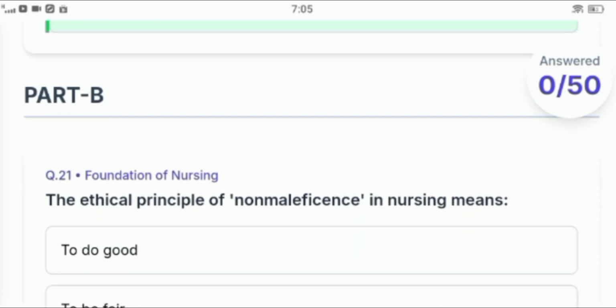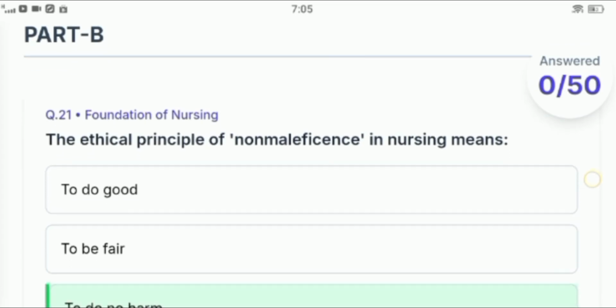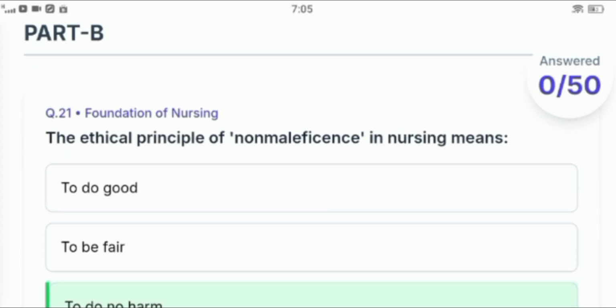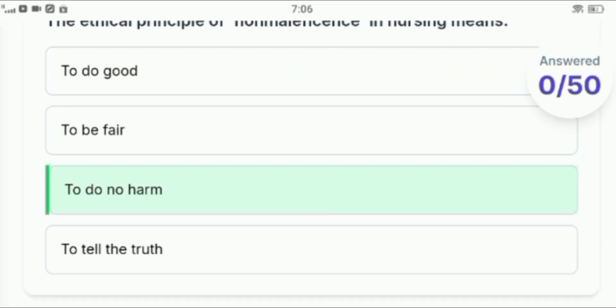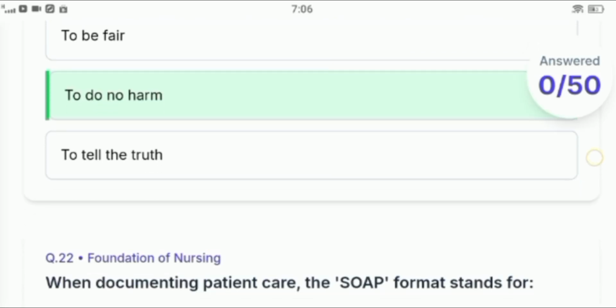Part B. 21. Foundation of nursing. The ethical principle of non-maleficence in nursing means option A to do good, B to be fair, C to do no harm, and D to tell the truth. So the correct answer is C.